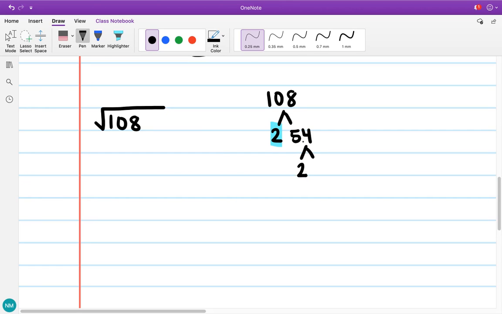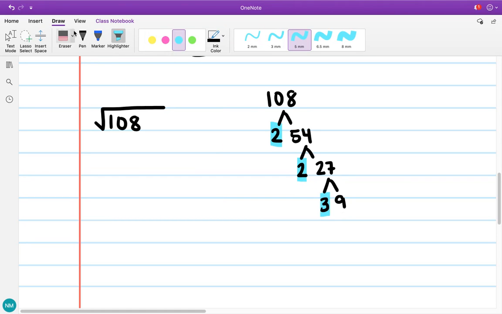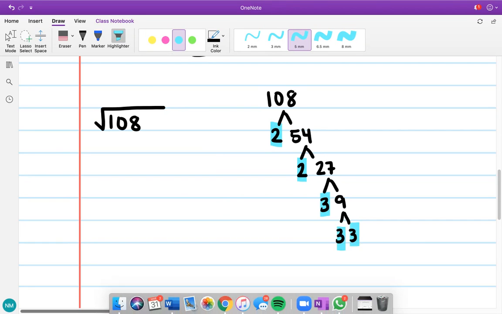So this is another 2, because it's even, times 27. Now, 27 is not even, but I know it's divisible by 3, so it's 3 times 9. That 3 sticks because it's prime. And then this becomes 3 and 3. So they are all prime numbers.